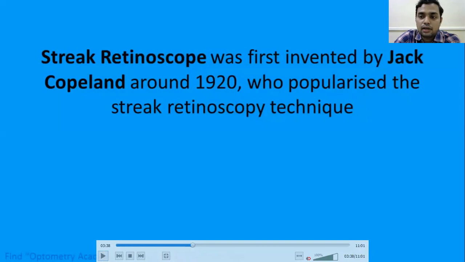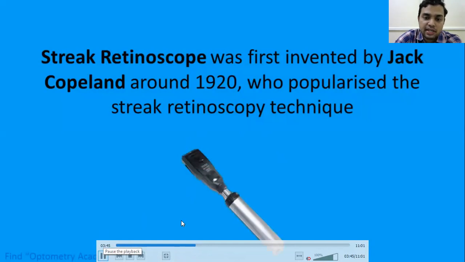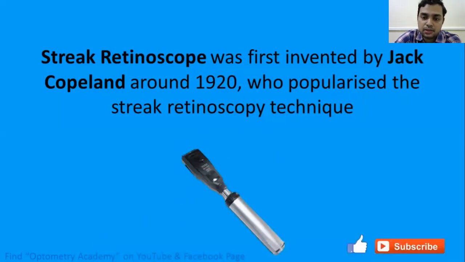So the streak retinoscope was first invented by Jack Copeland around 1920, who popularized the streak retinoscopic technique. So this is a streak retinoscope, which is self-illuminated. It contains both the mirror as well as the light source.